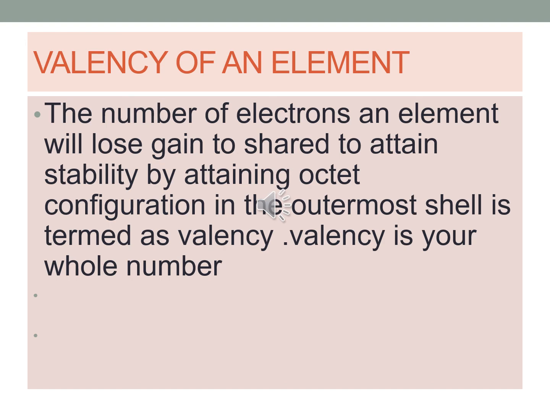It has the atomic number 12. The shells are K, L, M. K has 2, L has 8, M has 2. The K shell has 2 electrons, L shell has 8 electrons, M shell has 2 electrons. So totally how many is there? 12. In the outermost shell M, there are only 2 electrons.